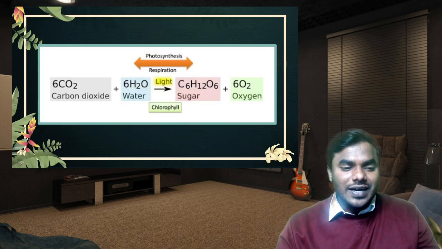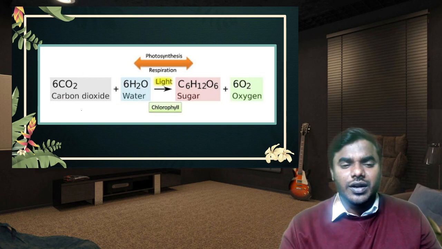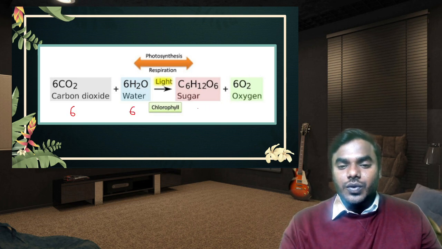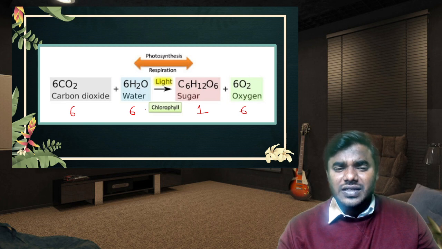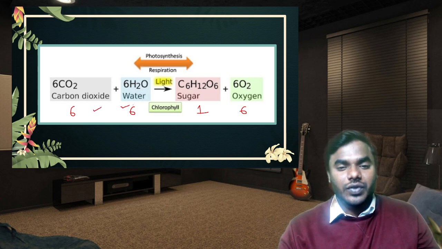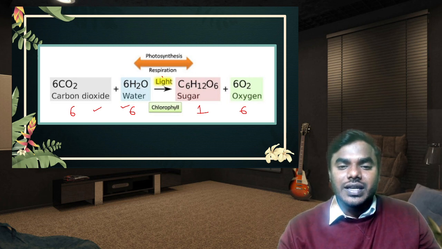And friends, we started reading this equation from 7th and 8th standard, a common equation you can remember: 6 molecules of carbon dioxide combined with 6 molecules of water give rise to 1 molecule of glucose and release 6 molecules of oxygen. And friends, even though we have availability of carbon dioxide and water, what do we majorly require? We majorly require light.